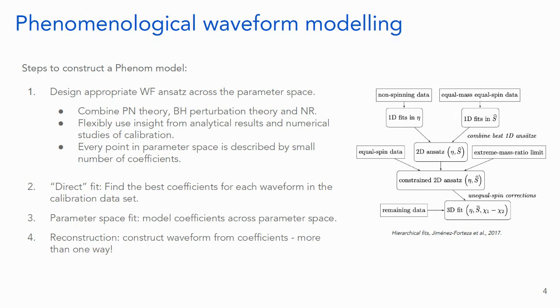In order to do this fit, first of all, we have to do a direct fit in order to find which are the most convenient coefficients using a calibration data set. Secondly, once we have this fit, we have to do a parameter fit across the whole parameter space. So, what is the dependency of these coefficients across the whole parameter space. And once we have all this information, we join them together and we have the phenomenological waveform model built.